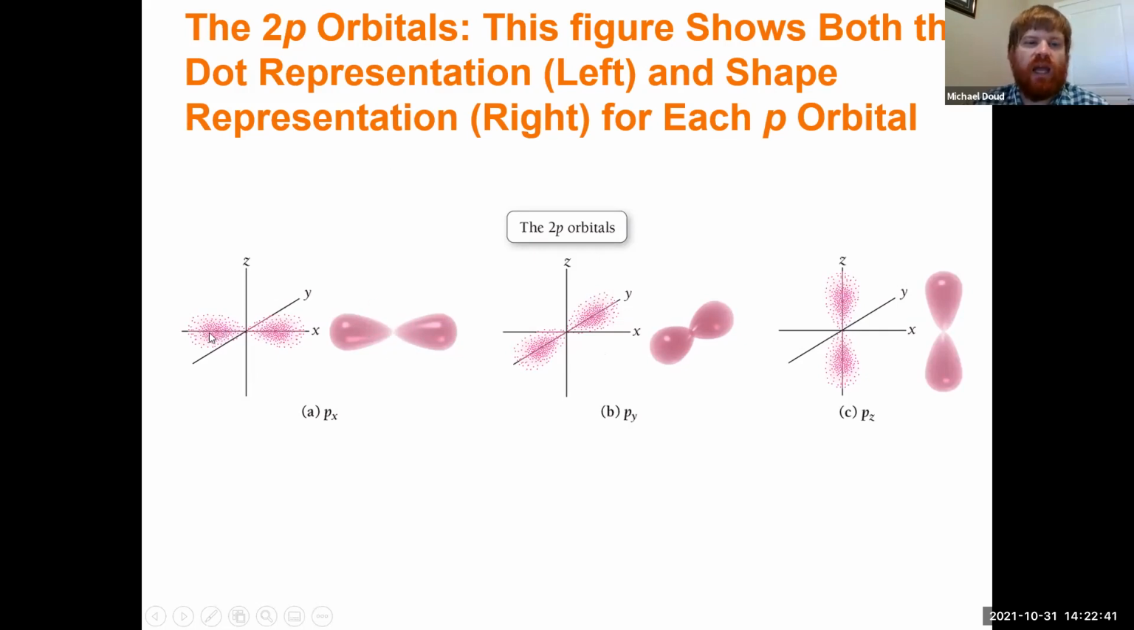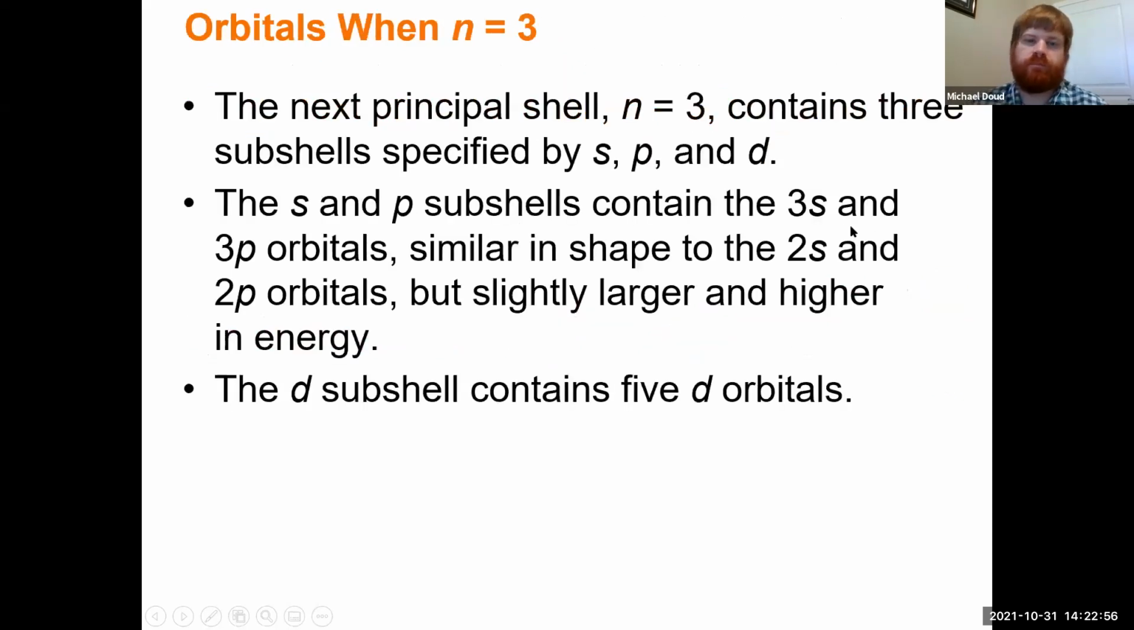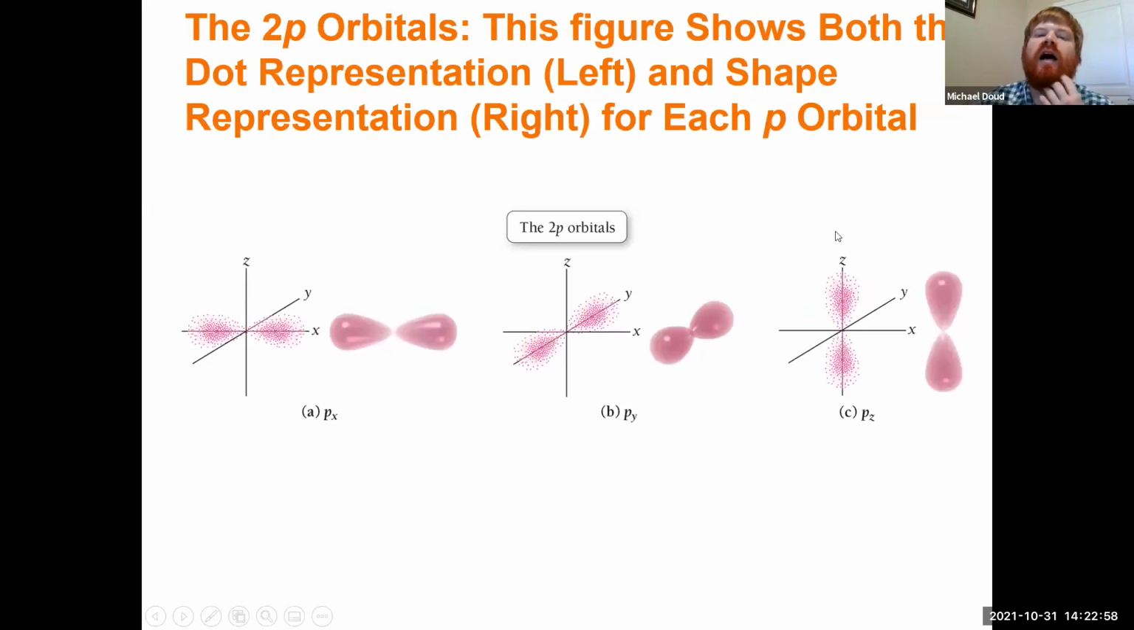You have what's called the px orbital. That's the one that's aligned on the x-axis. You have the py orbital. That's the one that's aligned on the y-axis. And then you have the pz orbital. That's the one that's aligned on the z-axis here. Okay. And again, you would have a 3p sublevel as well, which could contain the same 3 orbitals, but each of them, again, just gets bigger in size.